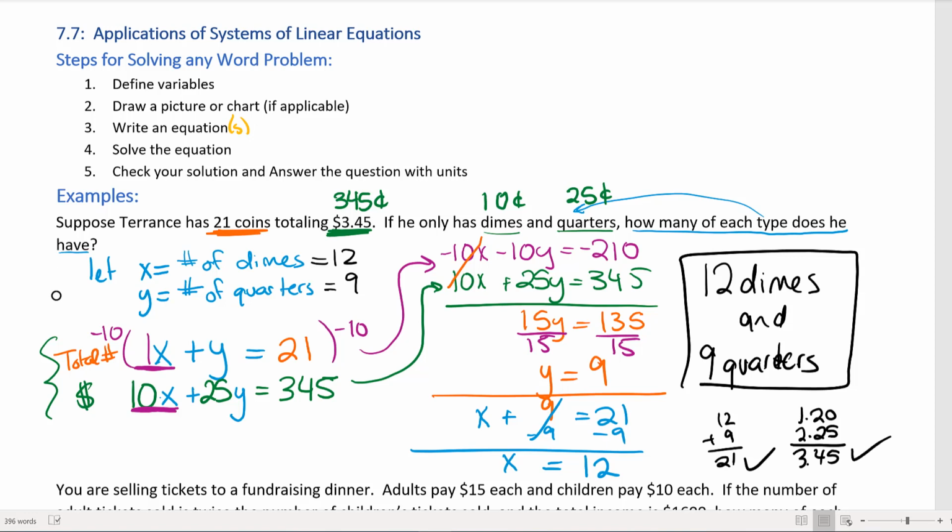So I didn't go back and check with the equations, because if you wrote your equations wrong, then your check will be wrong. So what I did is I went back and checked with the words and just made sure that the information made sense. And it does.